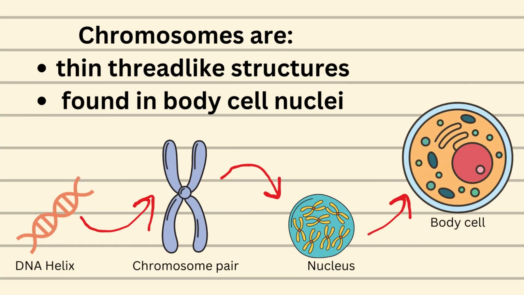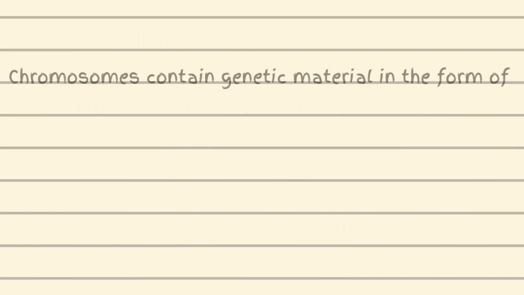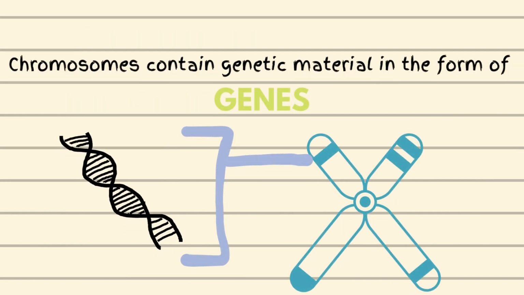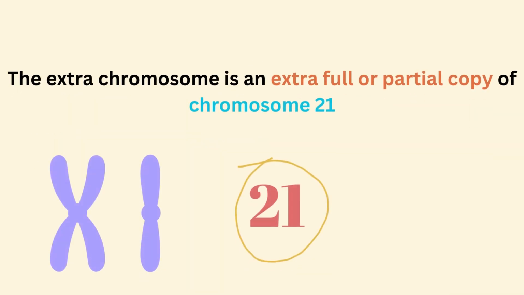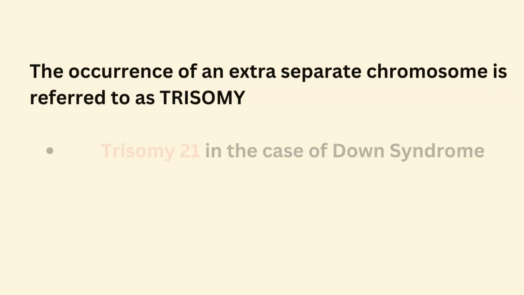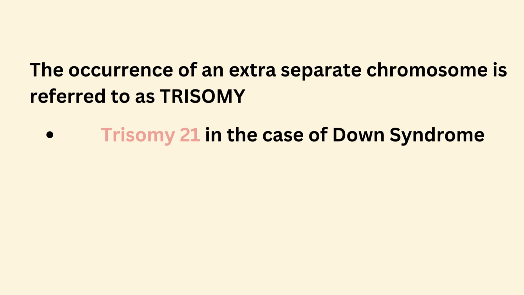Chromosomes are thin thread-like structures found in body cell nuclei which contain genetic material in the form of genes. A typical person has 46 chromosomes while someone with Down syndrome is born with 47 chromosomes. The extra chromosome is an extra full or partial copy of chromosome 21. The occurrence of an extra separate chromosome is referred to as trisomy.